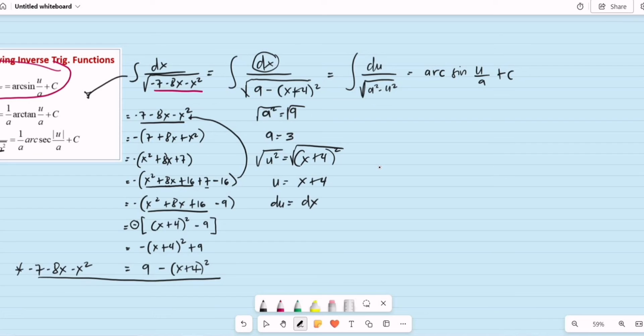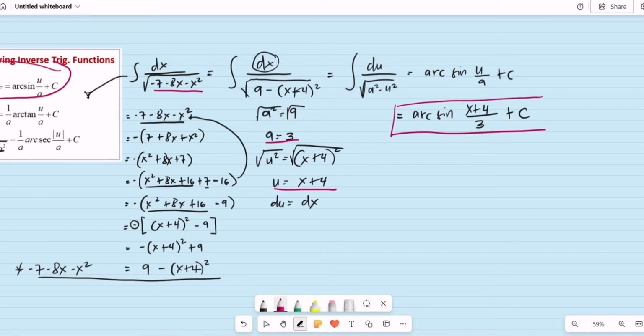So we are now ready to substitute. That is equal to arcsine. What is the equivalent of u? The equivalent of u is x plus 4. So we have x plus 4, divided by a, and the equivalent of a is 3. So divided by 3 plus c. This will be our final answer for the third example.